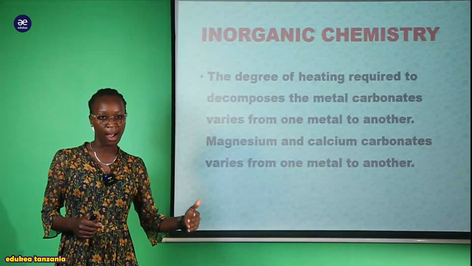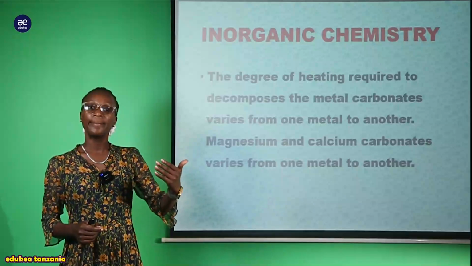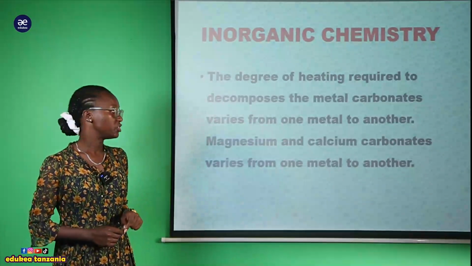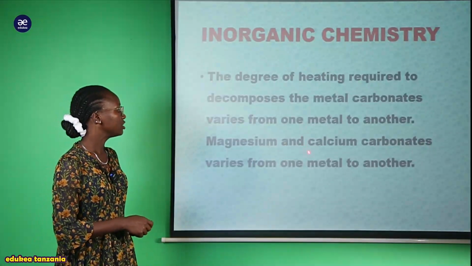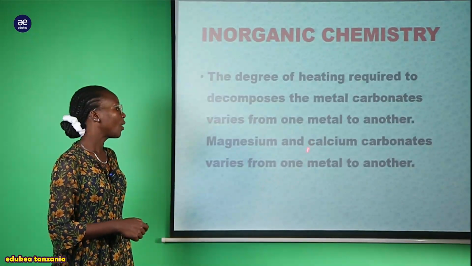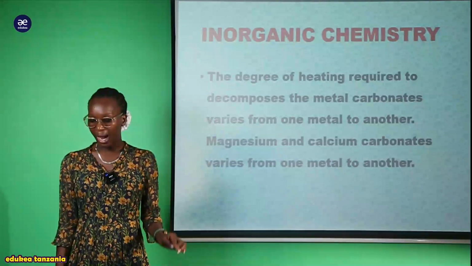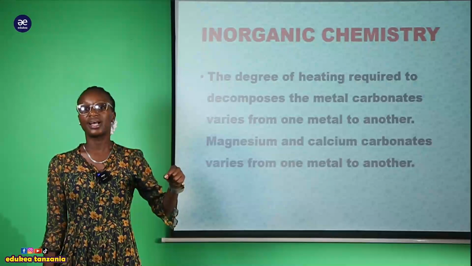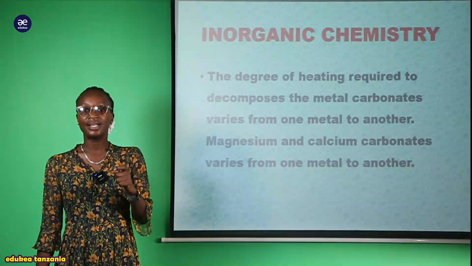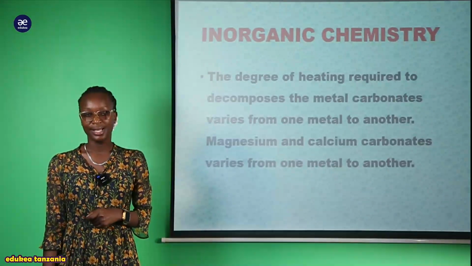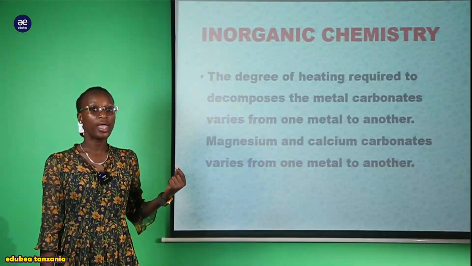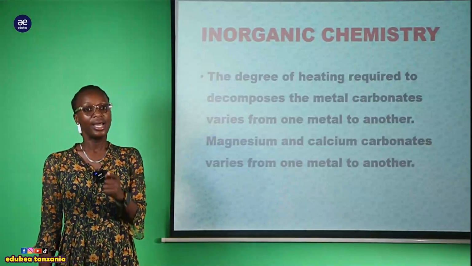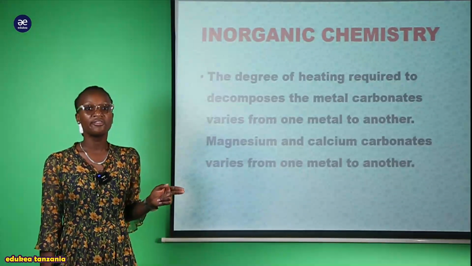Kwamba hapa tuna calcium, hapa tuna magnesium, hapa tuna zinki, kwa zile metals zinatofautiana. The same their degree of heating will vary to each other. Anasema kwamba for instance magnesium and calcium carbonate vary from one metal to another. Kwa hiyo ukija kuangalia the degree of heating ambayo ilikuwa involved kwenye calcium carbonate kwenda kutengeneza calcium oxide and carbon dioxide gas, na ile degree of heating ambayo ilikuwa involved or required katika magnesium carbonate kwenda kutengeneza magnesium oxide and carbon dioxide gas, actually they vary to each other.